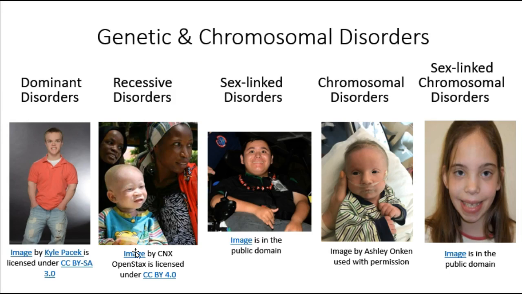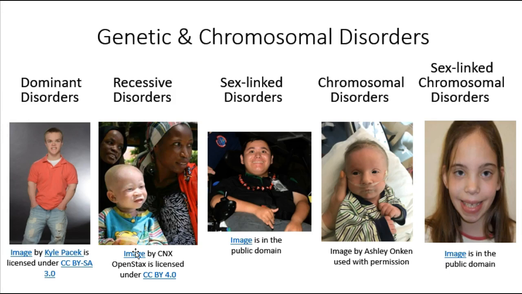So some dominant disorders include Huntington's disease, Tourette syndrome, and achondroplasia, which you can see in the image there. Recessive disorders include things like sickle cell disease, cystic fibrosis, PKU, Tay-Sachs, and albinism, which you can see in the image.